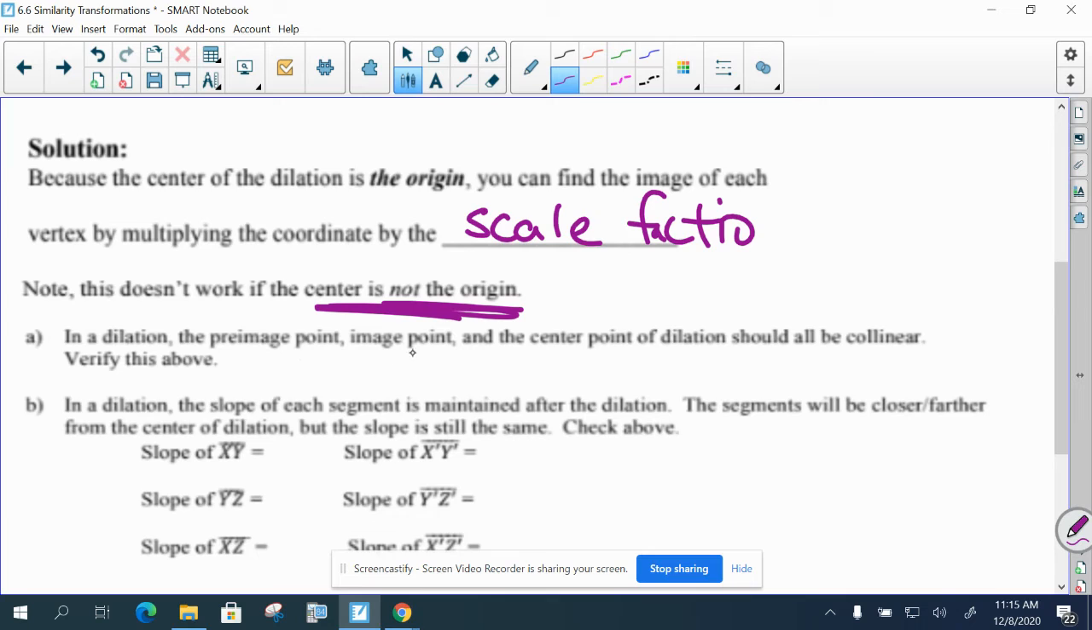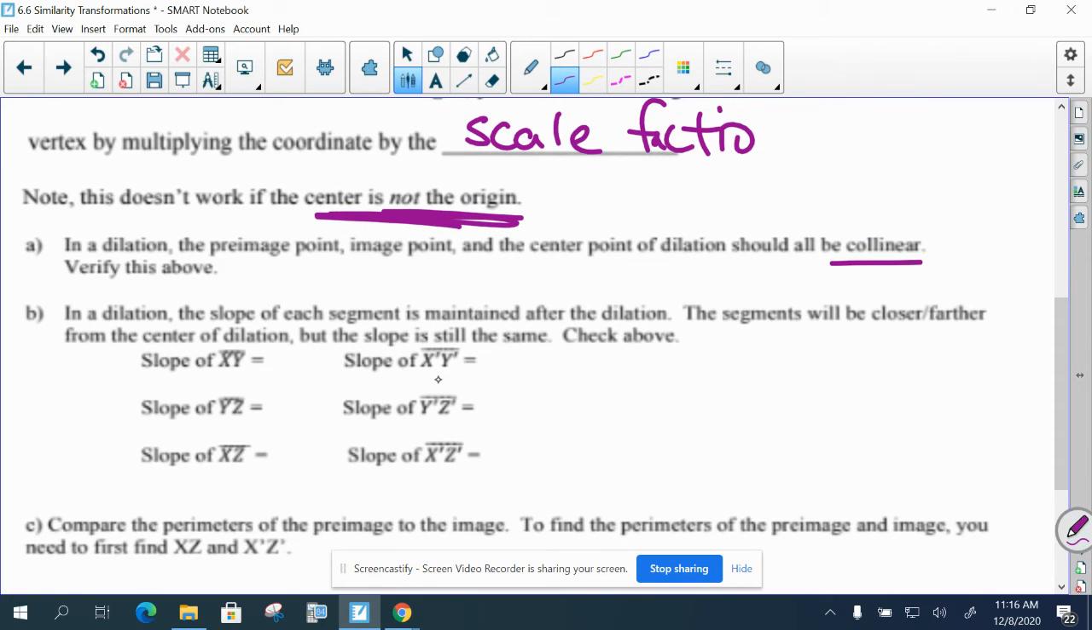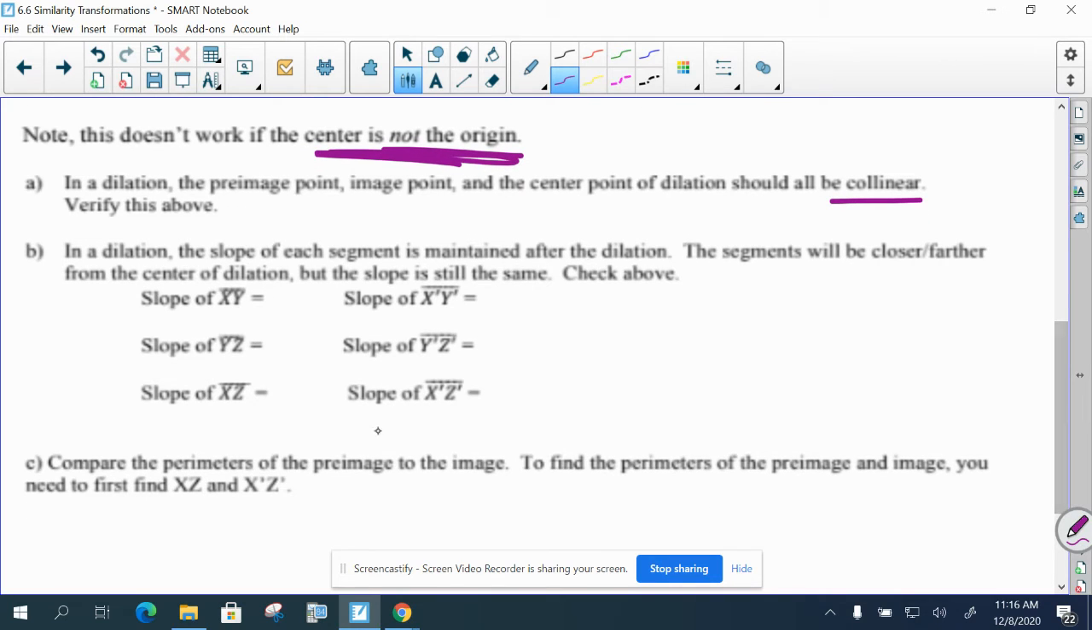In a dilation, the pre-image point, image point, and center of dilation should be collinear, what we just said. And then the slope of each segment is maintained after the dilation. The segments will be closer or farther from the center of dilation, but the slope is still the same. So if you did this question above, you can check that the slopes of the pre-image and the image are all the same. And then the perimeters should also be 2 times as big. And then remember that the area would be the square of that, so 4 times as big.